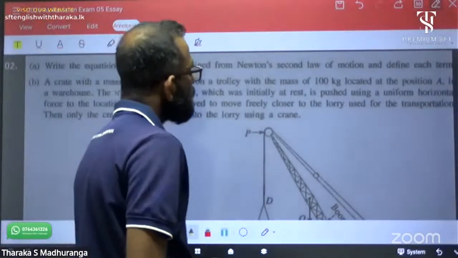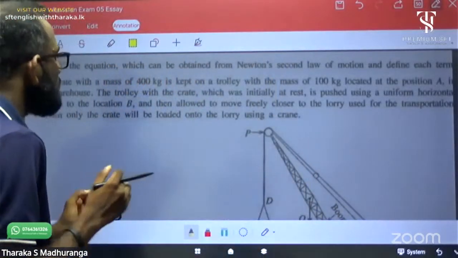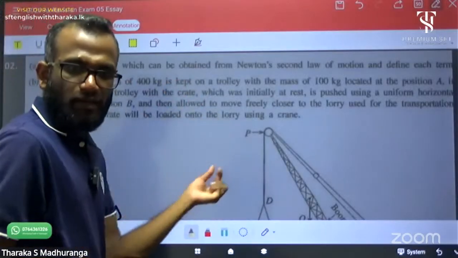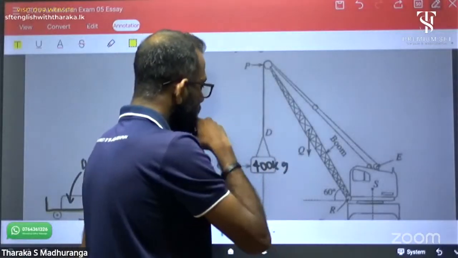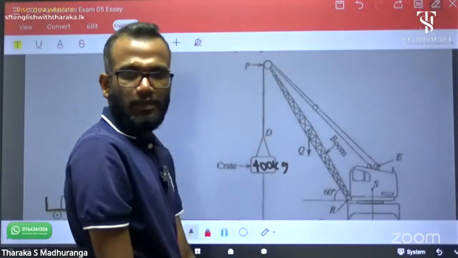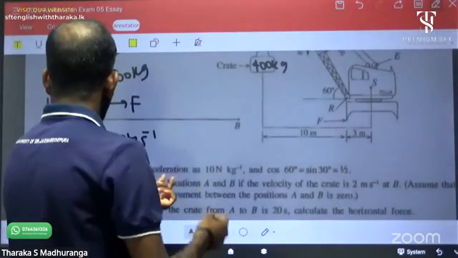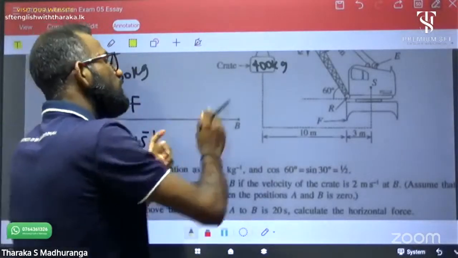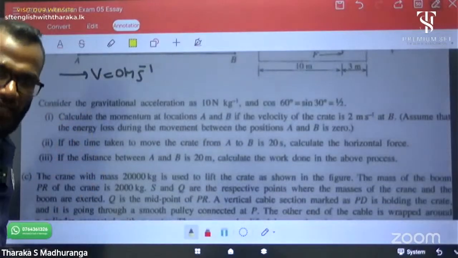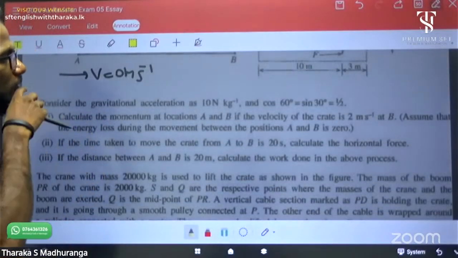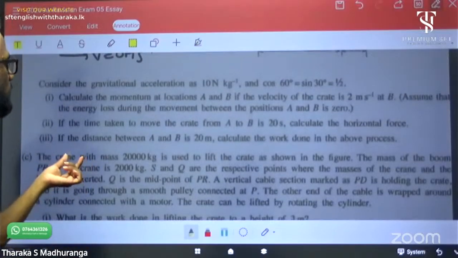Then they are allowed to move freely closer to the lorry. Then only the crate, 400 kilogram, will be loaded into the lorry. This is the B point, it comes to the B point due to this force. Consider the gravitational acceleration 10, and sine 30 is half and cos 60 is also half, that you already know.